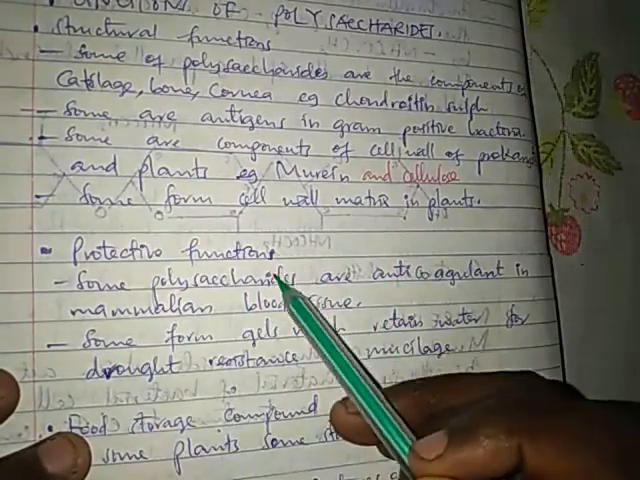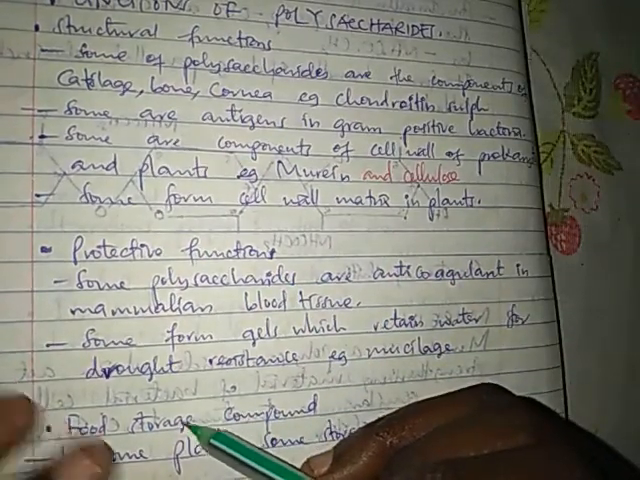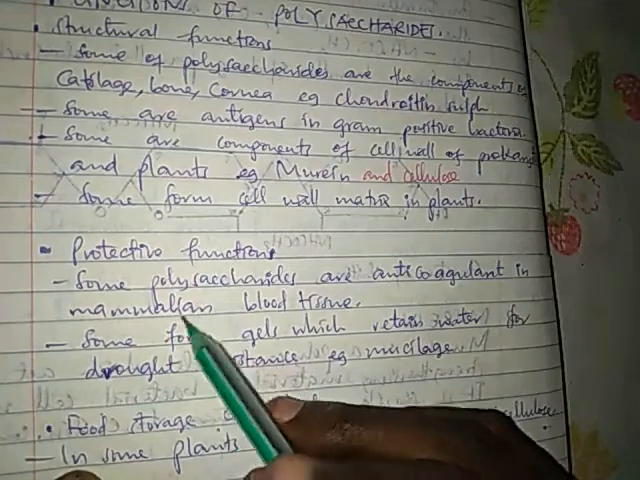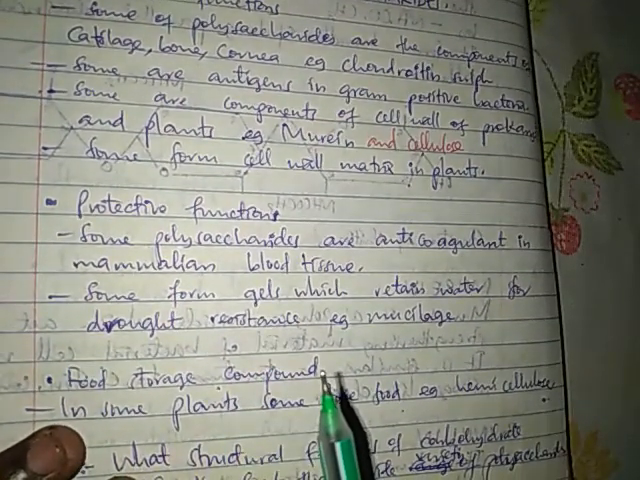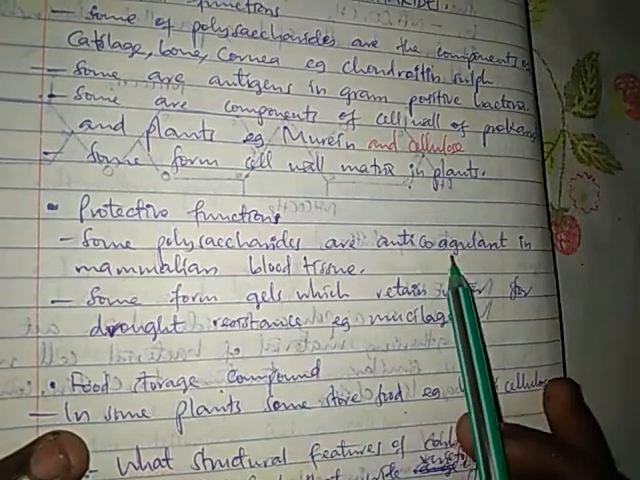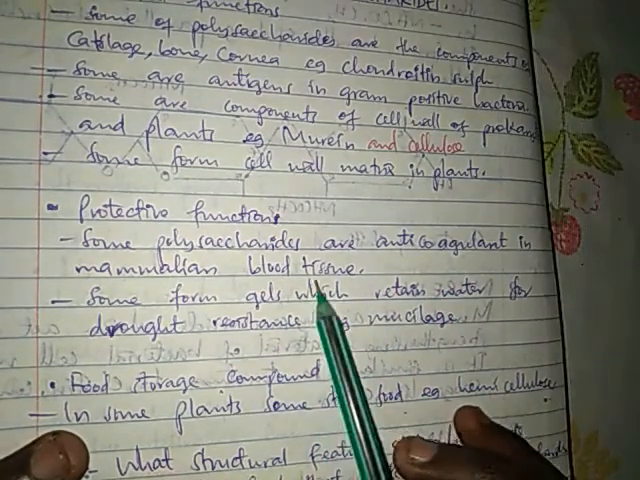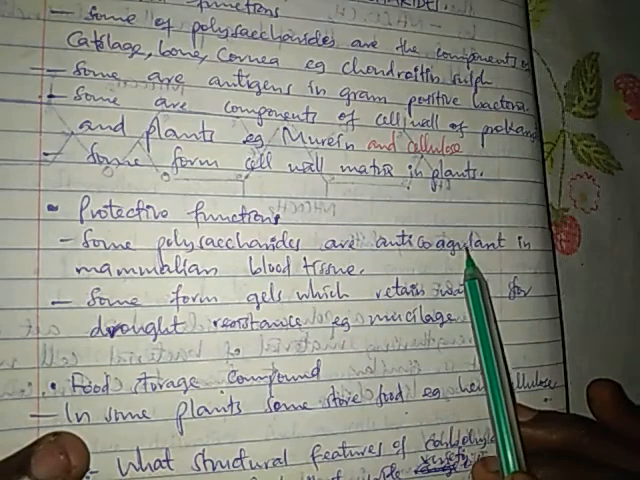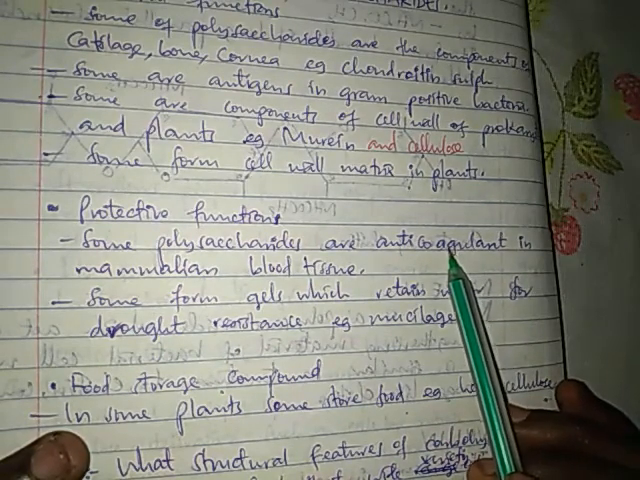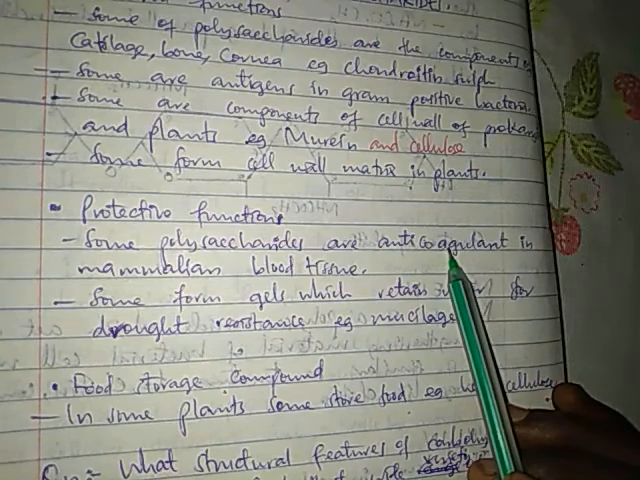Some form cell wall matrix in the plant. Here we are talking of cellulose. And then the second major function, protective function. Some polysaccharides are anticoagulant in mammalian blood tissue. Anticoagulants is in molecule ambazo zina prevent blood coagulation. Blood coagulation ni kuganda kwa damu.